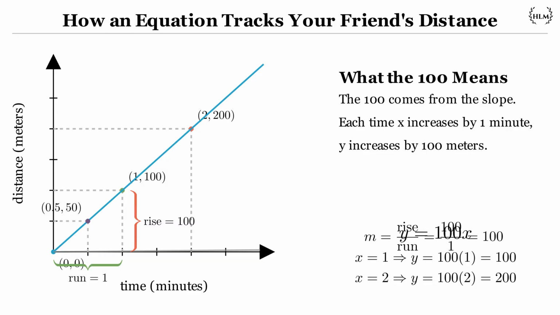Because if we look at our graph, the rise from 0, 0 to 1, 100 is 100. And then our run is 1. So then that gives us 100 as our slope. So that's why if we use the equation y equals mx plus b, in this situation, the m is 100. And we get y equals 100x.